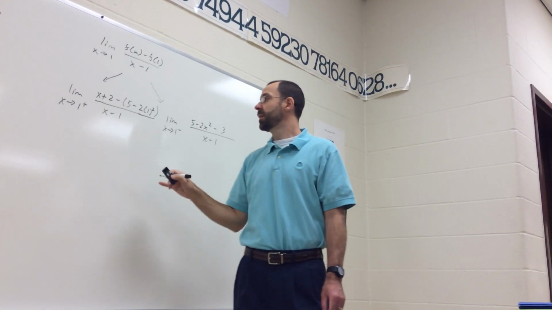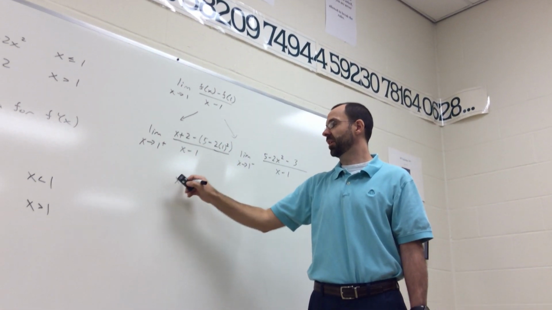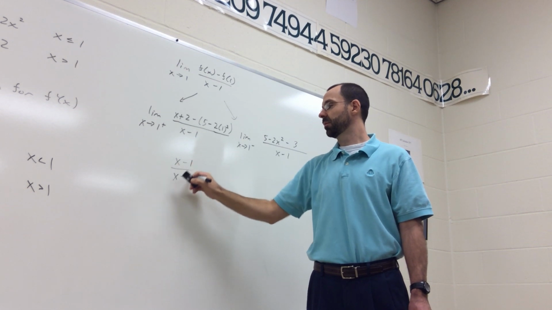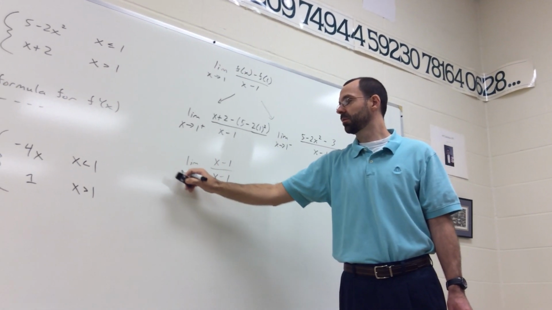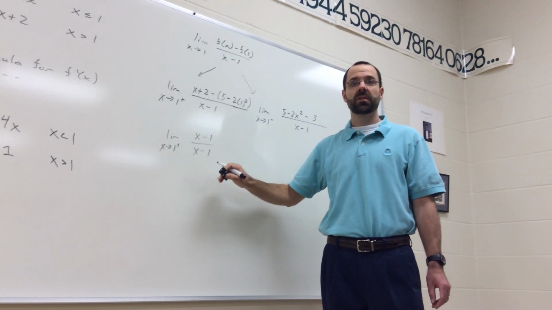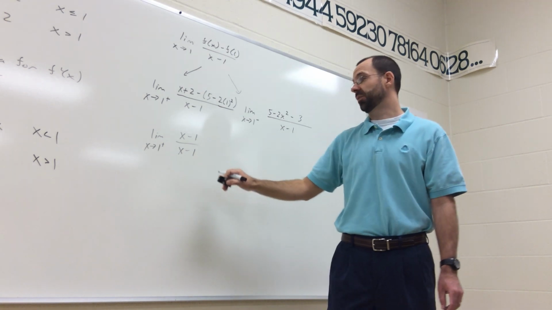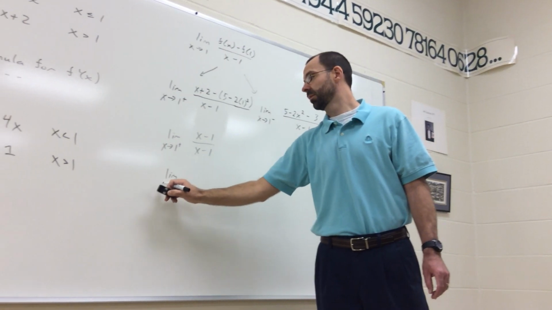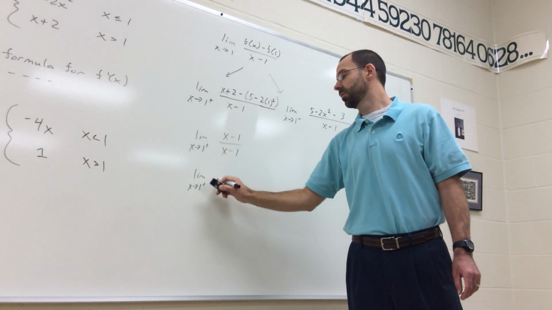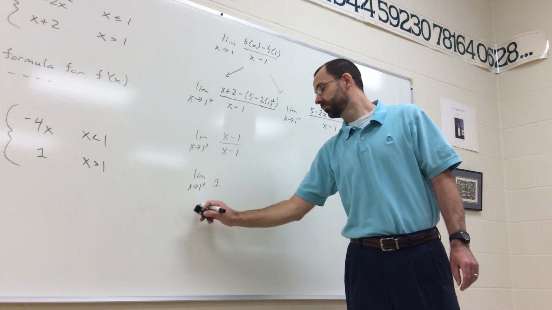Okay. So let's see, x plus 2 minus 3 is x minus 1. So that's convenient, the x minus 1's cancel. And so we're taking the limit of 1. And the limit of 1 is 1.